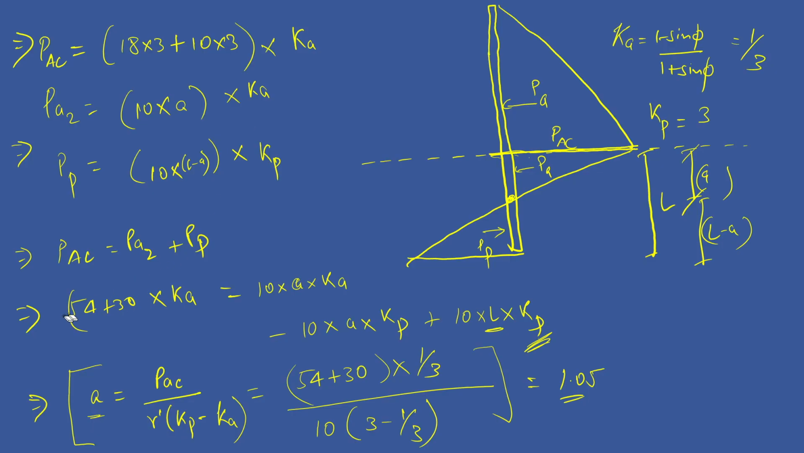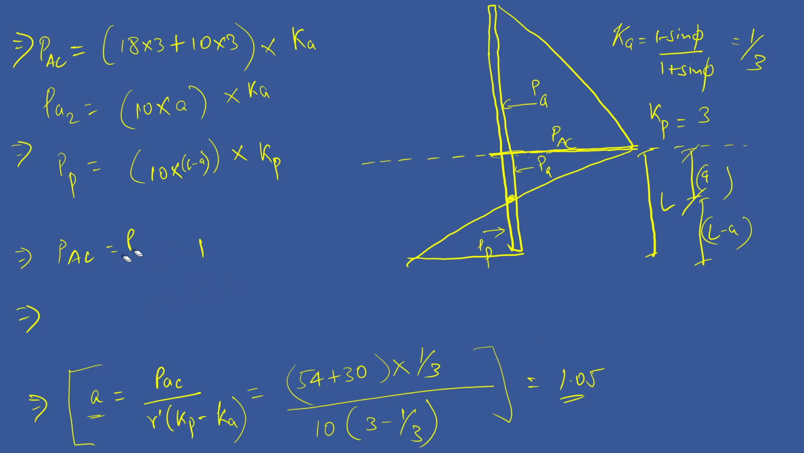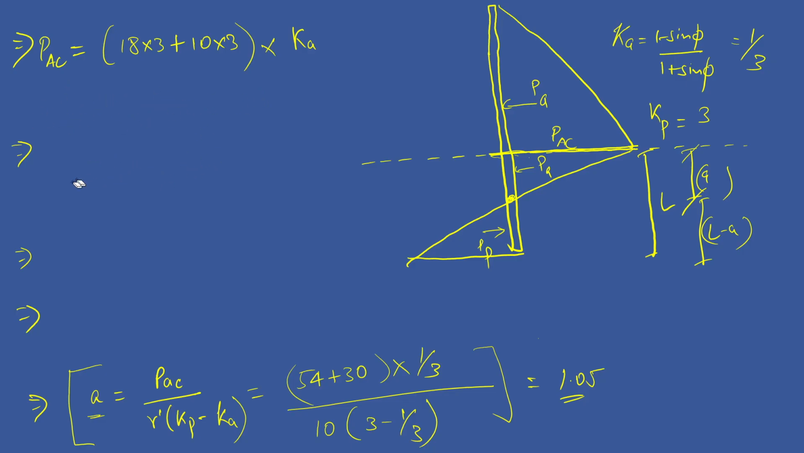For timing, I'll just rough this part so you guys don't get confused. So the A value is 1.05 meter.